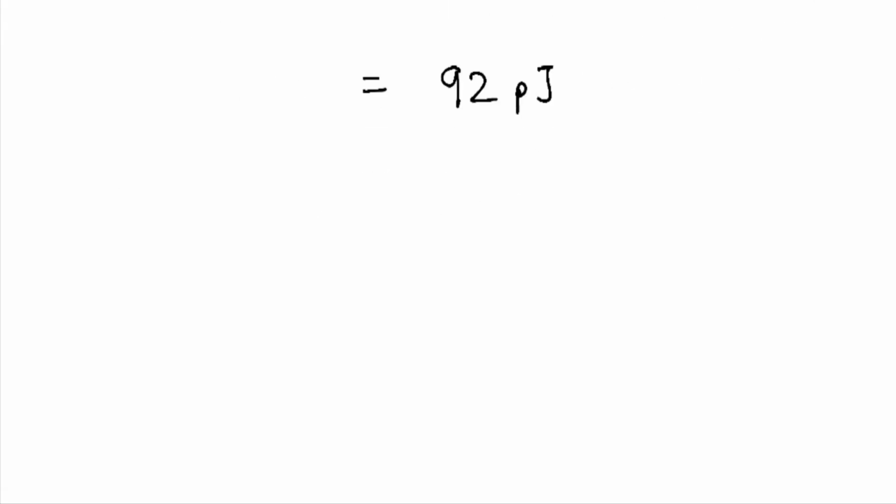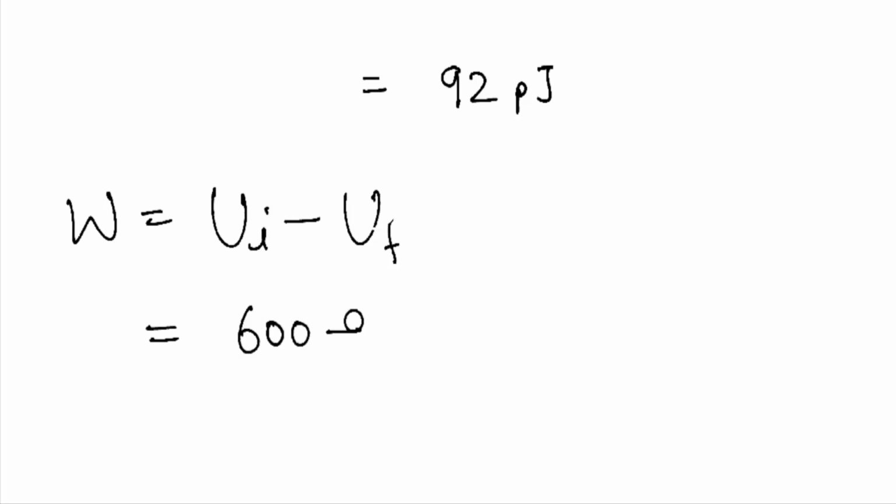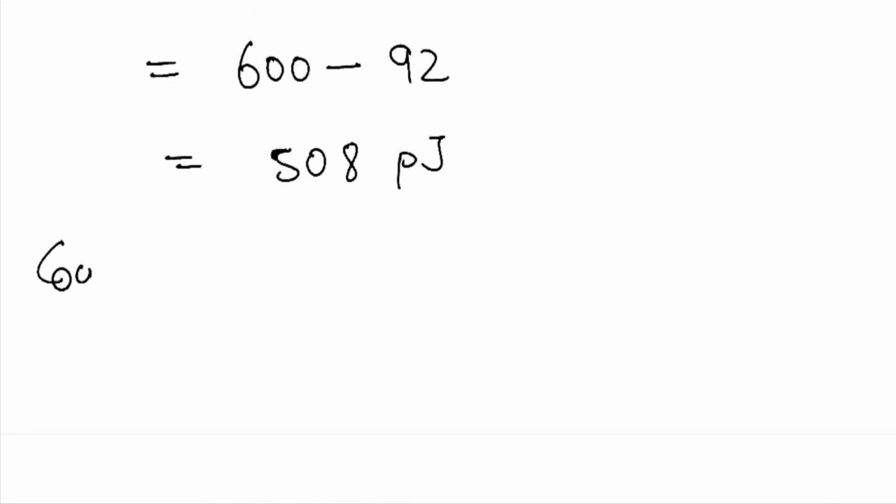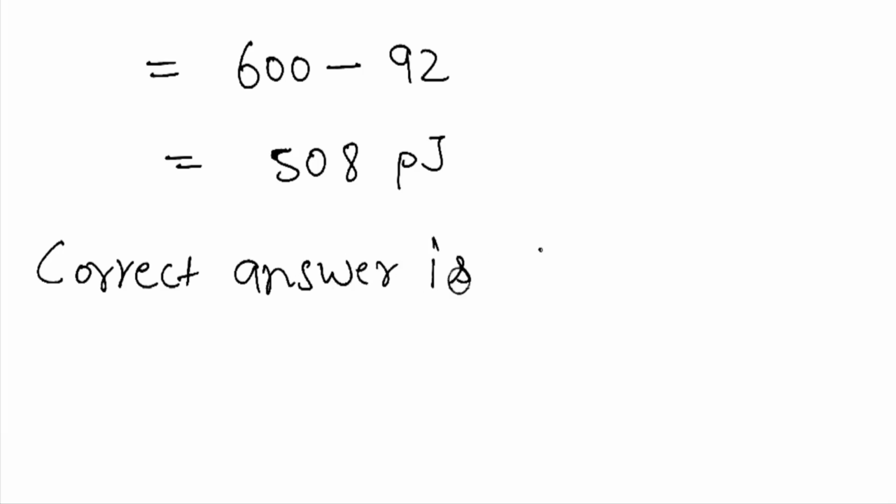Now calculating the work done. Work done is U initial minus U final. The U initial we calculated is 600 picojoule, and the U final is 92 picojoule. So this will be 508 picojoule. This is the work done by the capacitor. If we check the options, we have 508 picojoule, the correct answer. So the correct answer is 508 picojoule. Thank you.